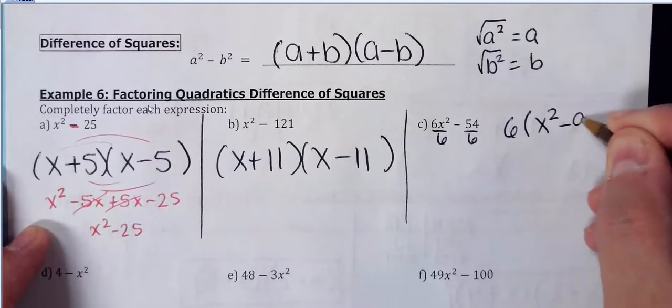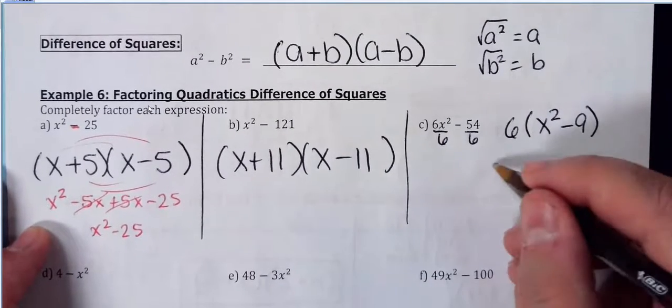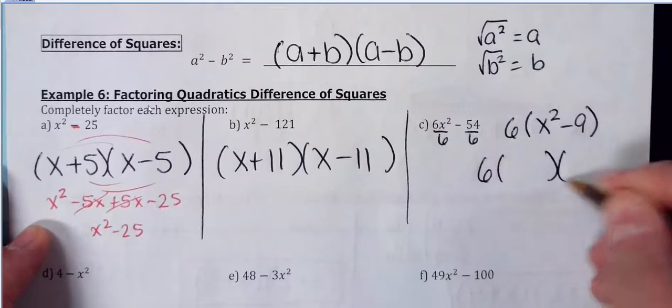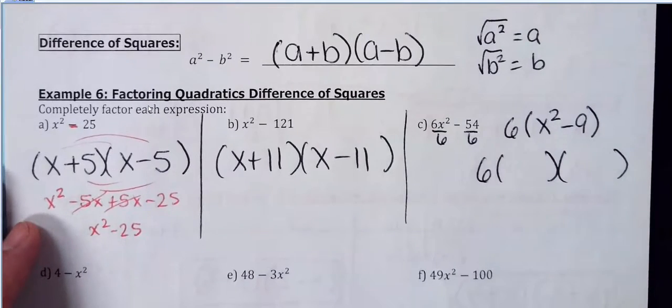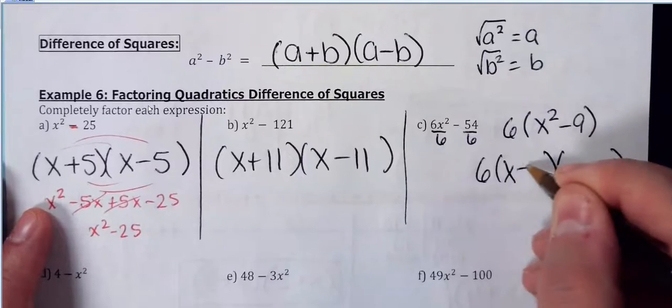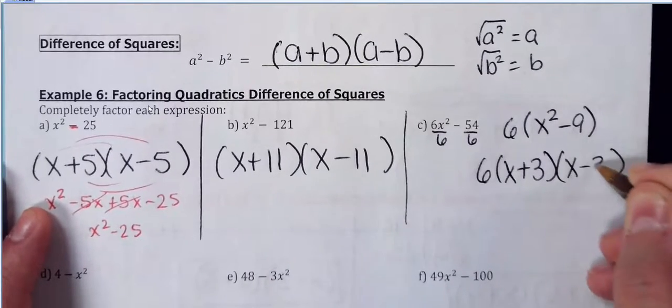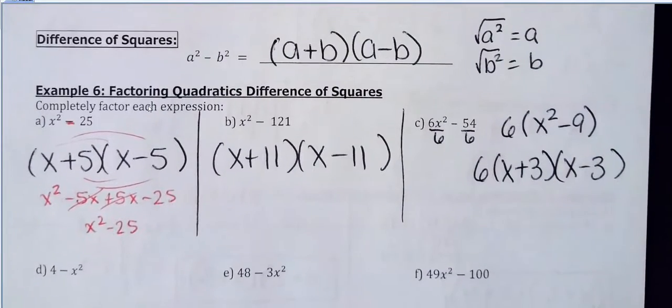Excellent. And then I'm like, can we think of two numbers that when I multiply them, I get negative 9, but when I add them, I get 0? 3, and it's just the square root. So one's a plus 3, and one's a minus 3. And again, if you want to FOIL it back out to check, it should give you the original problem. So we're just trying to get it in factored form. They're giving us the expression in standard form.